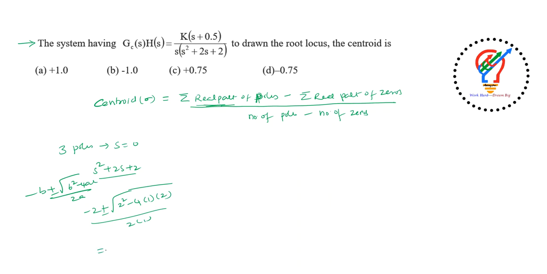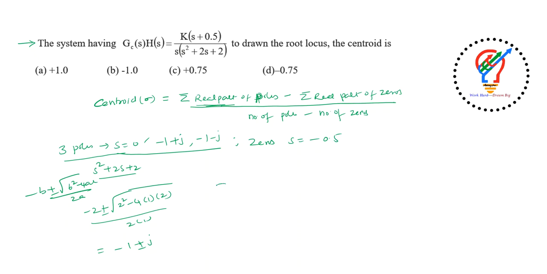If we solve this, we will get the answer as minus 1 plus or minus j. So one pole is s is equal to 0, and the remaining two poles are minus 1 plus j and minus 1 minus j. So these are the three poles you got here. What about the zeros, sir? The zero is s is equal to minus 0.5. So these are the poles and zeros.